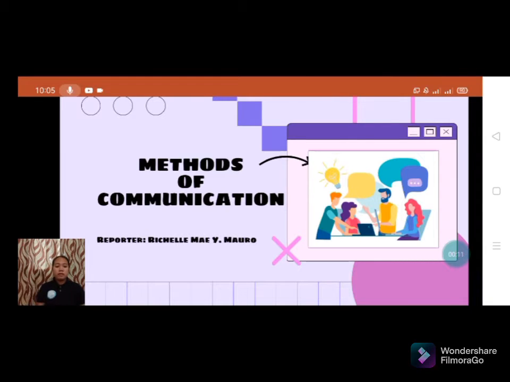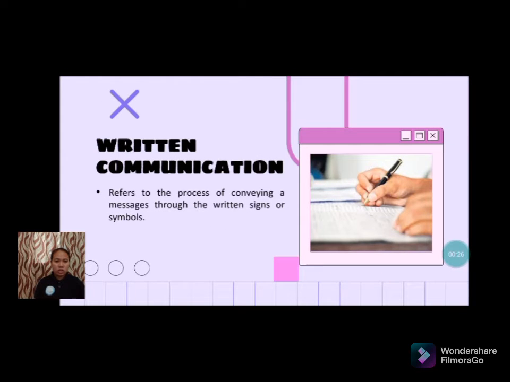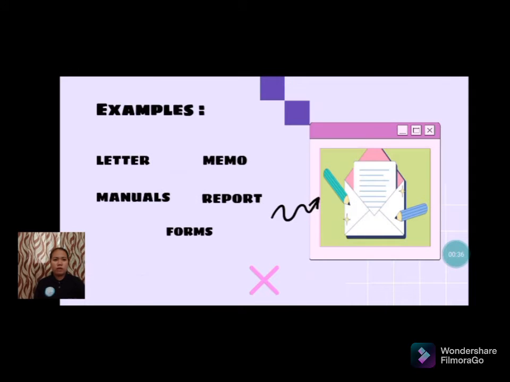So, there are primarily three methods of communicating in organization. These are written communication, oral communication, and nonverbal communication. So, what is written communication? Written communication refers to the process of conveying a message through written signs or symbols. So, here are the examples of written communications. Letter. A letter is a formal means of communicating with an individual, generally someone outside the organization.